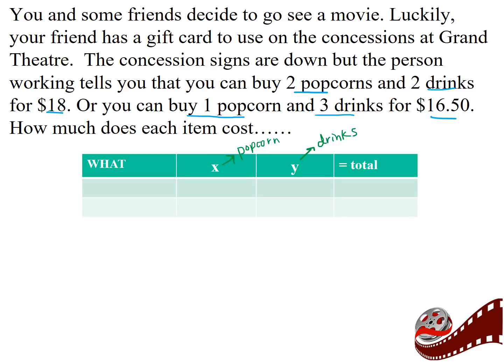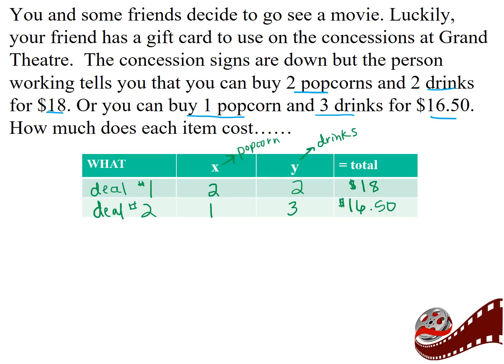Okay, so now we need to try and set up an equation. So we have 2 different deals. In deal number 1, you can buy 2 popcorns and 2 drinks for a total of $18. In deal number 2, you can buy 1 popcorn and 3 drinks for $16.50.